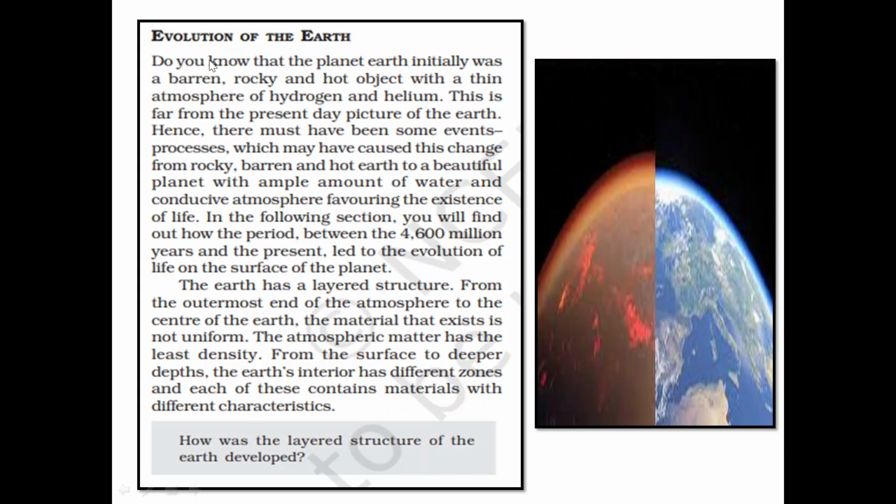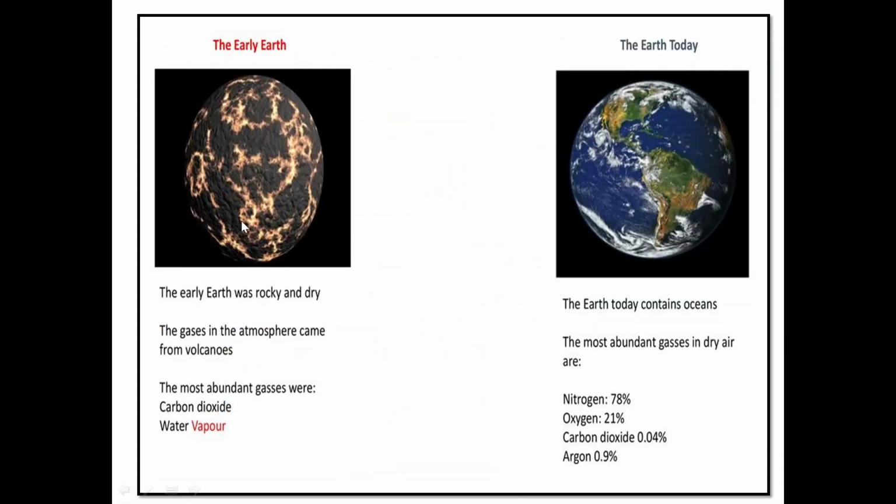Composition of the Earth. Do you know that the planet Earth initially was a barren, rocky, and hot object with a thin atmosphere of hydrogen and helium? This is far from the present day picture of the Earth. Hence, there must have been some events, processes which may have caused this change from rocky, barren, hot Earth to a beautiful planet with ample amount of water and conducive atmosphere favoring the existence of life.